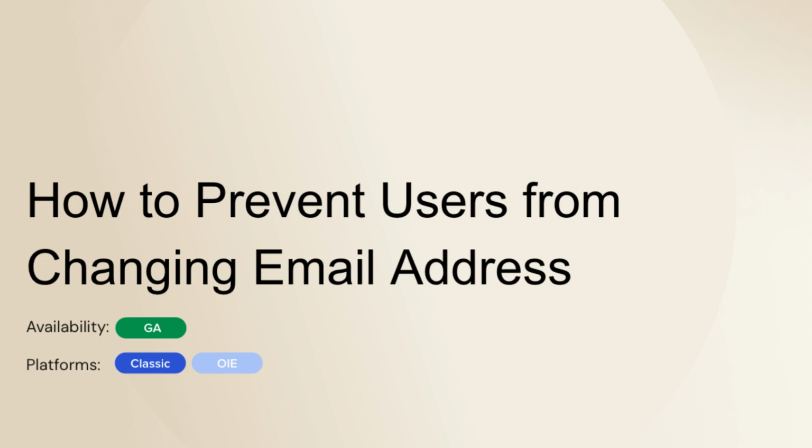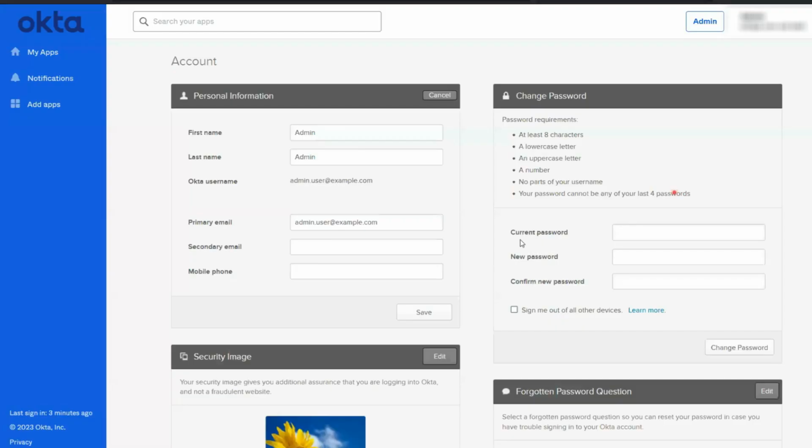First up, let me tell you, by default, every user can change their email in Okta. They just hop into their settings on the Okta dashboard, and they can update it. But sometimes, you need to lock this down. Here's how you do it, step by step.